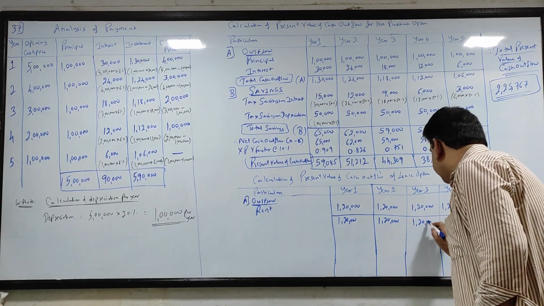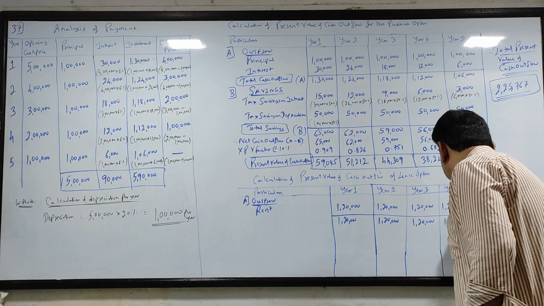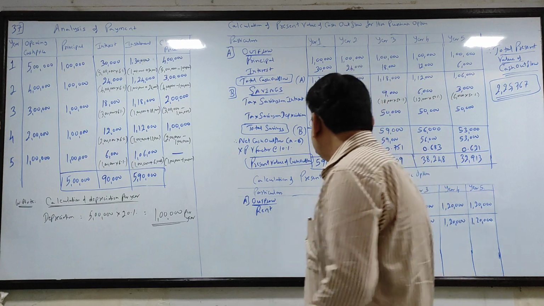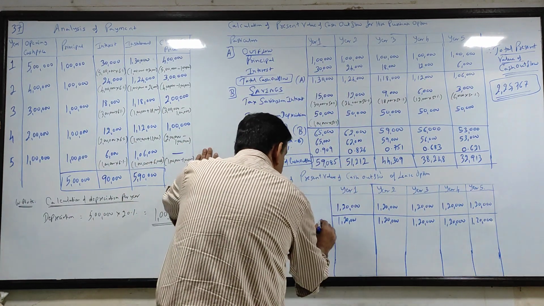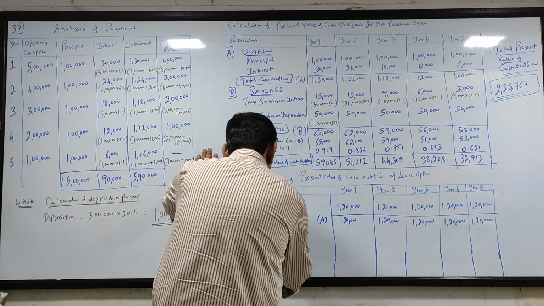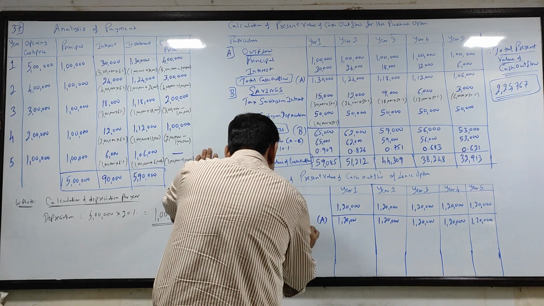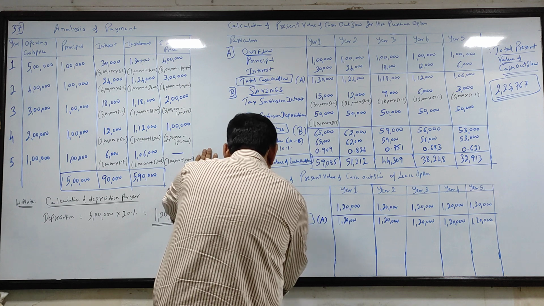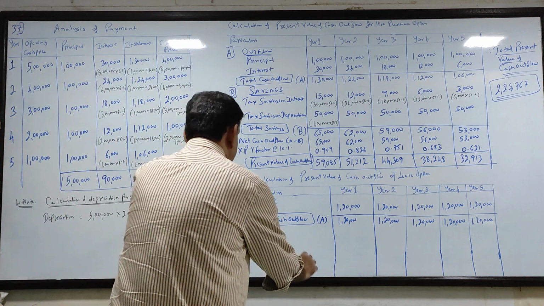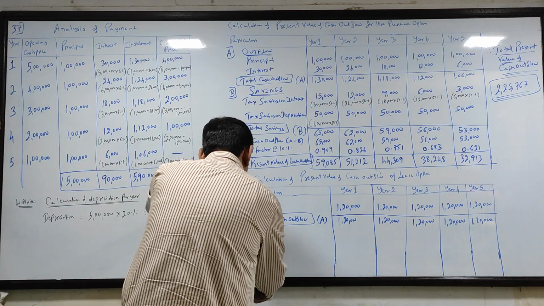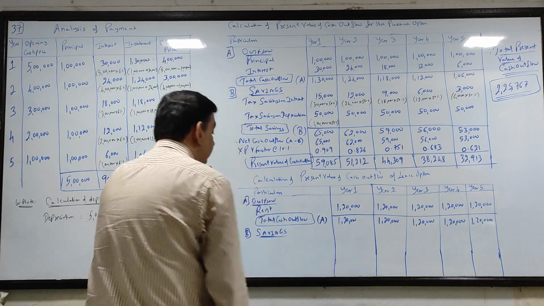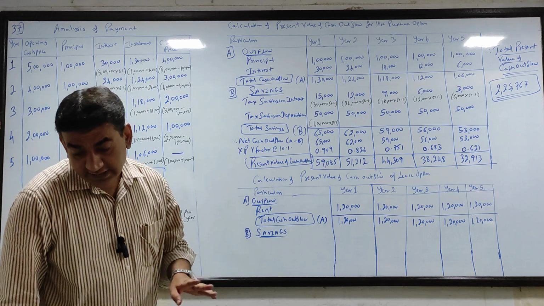So 120 is my option, meaning total outflow. So A, total cash outflow, 1,20,000. Next, B, savings. Okay, now see, is anything else there?